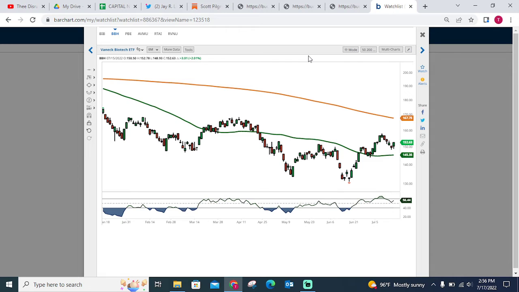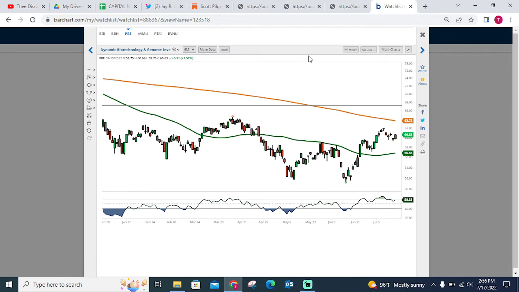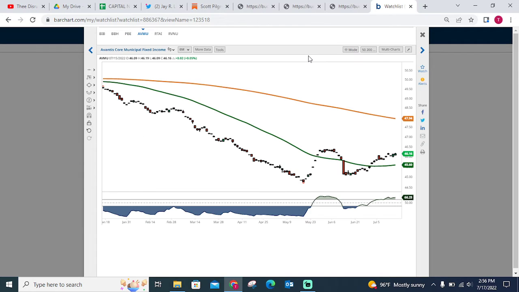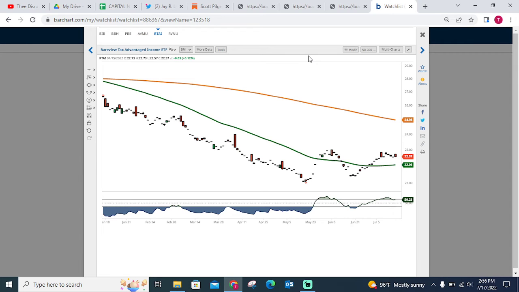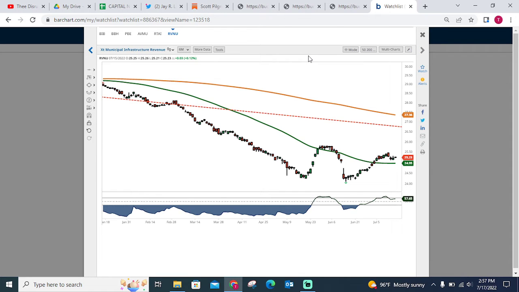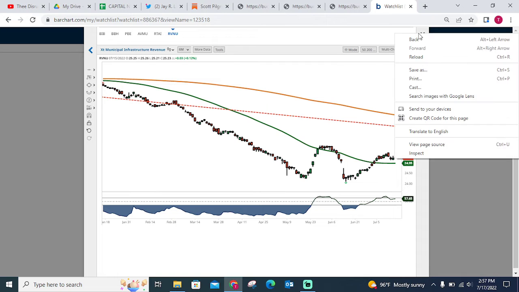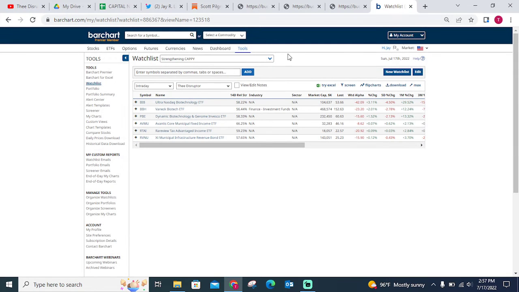Sure enough, here's BBH, the Vanek Biotech, very similar looking chart. This is Biotechnology and Genome, and so this one also similar. And more municipal bonds, right? So you can see some municipal bonds are new, some we've had for a while, and some are not doing as well. We'll see some of those as well. Again, more municipal bonds. So the story here and what's strengthening, we're seeing biotech come back after kind of a rough day, and so those two looked good.